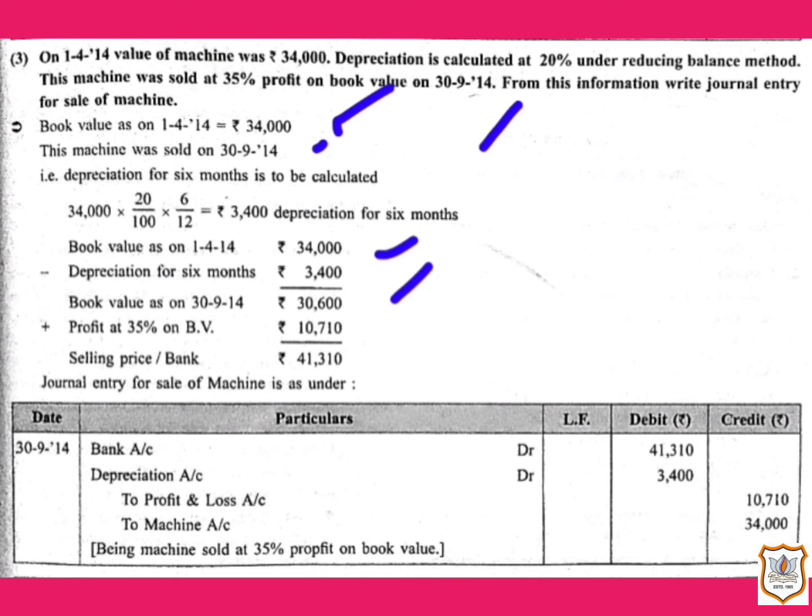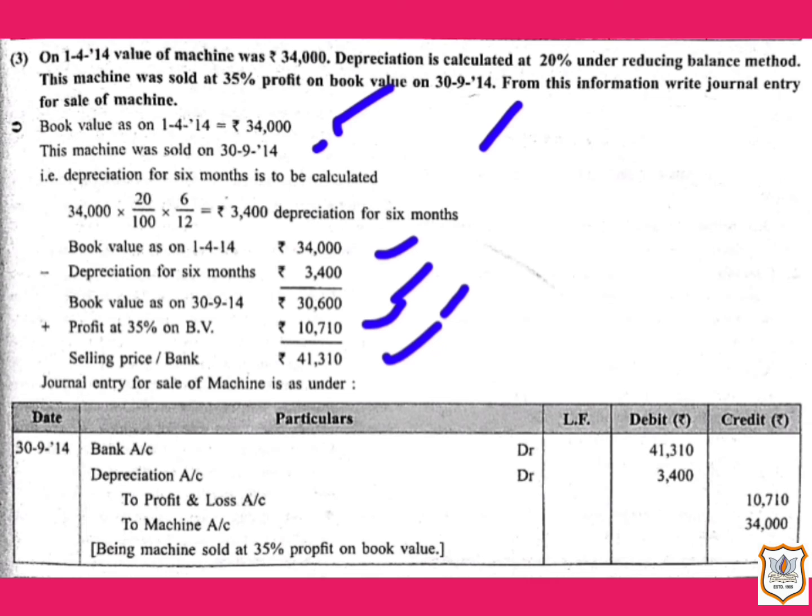And it is given in the question, this machine was sold at 35% profit on book value on 30 September 2014. So here we have found out book value as on 30 September 2014, that is 30,600. So on 30,600, if we calculate 35% of that, we will get 10,710. As it is profit, it will be added in order to find out the selling price of the machine. So 30,600 plus 10,710 comes to 41,310, that is the selling price of the machine.